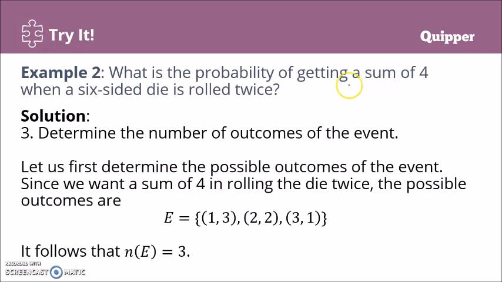Now, let's determine the number of outcomes of the event. The event is getting a sum of 4. Since we want a sum of 4 in rolling the die twice, the possible outcomes are (1, 3), (2, 2), (3, 1). Bakit ito lang? Kasi ito lang yung mga outcomes ng rolling a die that would give us a sum of 4. 1 plus 3 is 4, 2 plus 2 is 4, 3 plus 1 is 4. It follows that the number of outcomes in that particular event is 3.